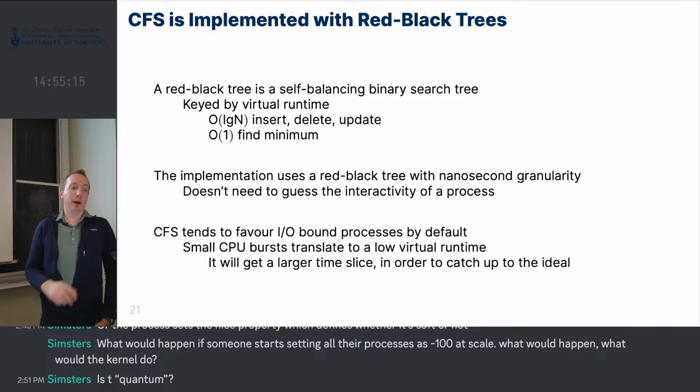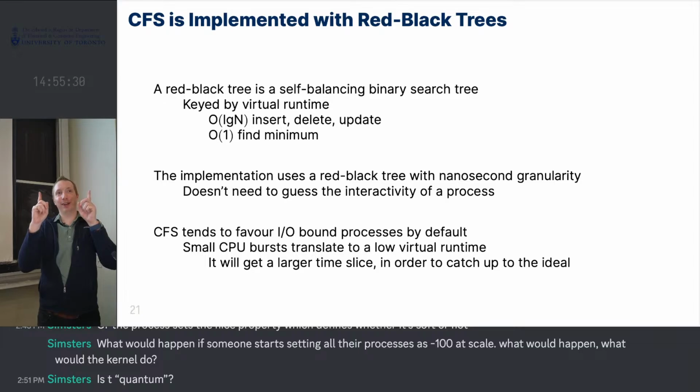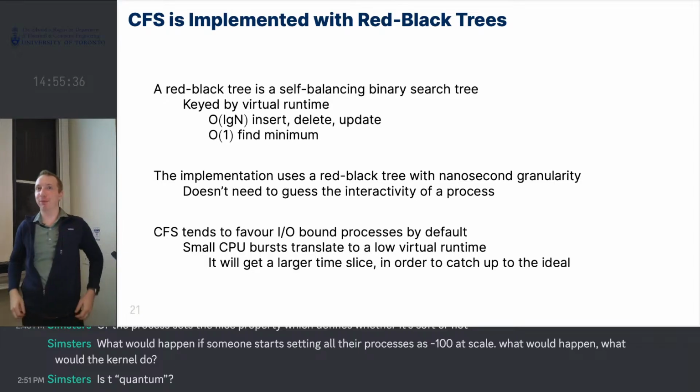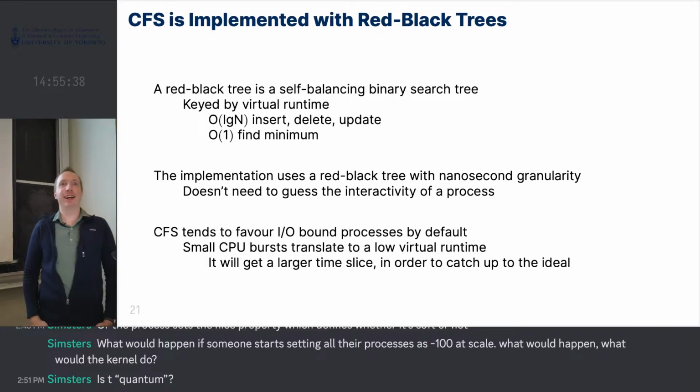So what the implementation does is it uses a red-black tree, and that virtual runtime is counted in nanoseconds, so really, really fast. If you don't know how quick a nanosecond is, that's a nanosecond. That is like how far light will travel in a nanosecond. So think of the speed of light, really fast, nanosecond, really small.